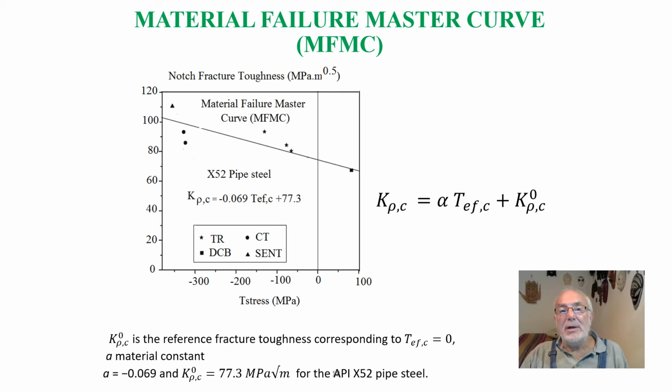It is well known that the notch fracture toughness depends on the constraint through the specimen type. This can be seen on the material failure master curve, which represents the notch fracture toughness versus the T-stress. Here, for X52 pipe steel, we have determined the fracture toughness with three kinds of specimen: Roman tie, double cantilever beam, CT specimen, and single edge notch tensile test. You can see that the fracture toughness decreases linearly versus the T-stress, and we can consider that the reference fracture toughness is the one which corresponds to T-stress equal to 0.